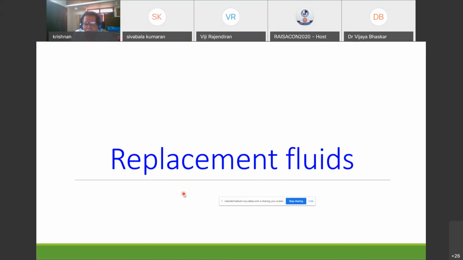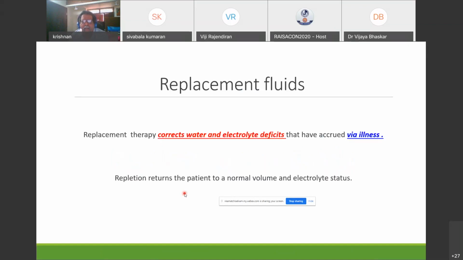Now we'll talk about replacement fluid. Maintenance fluid is given for physiological loss. Replacement fluid is given for pathological loss, like illness, like intestinal obstruction, or because you have made the patient nil oral for 4 to 6 hours as the preoperative fasting period. So replacement is to correct the water and electrolyte deficit that occurred due to illness. Replacement of this fluid will take the patient from hypovolemia to normovolemia, and the electrolyte status will also come back to normal.